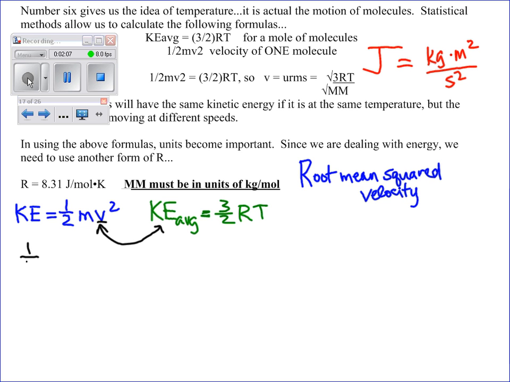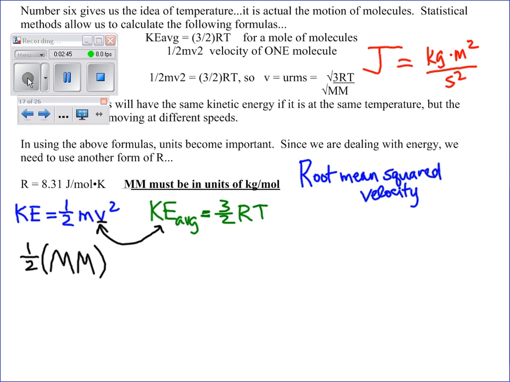So I'm going to get 1/2. Now let me talk about this m real quick. That is usually in what unit? Kilograms. Well, kilograms is great when we're talking about one thing, but if we're talking about a mole of stuff, we want kilograms of an entire mole. What's the kilogram, or grams, even just grams of an entire mole? How do we find grams of an entire mole? Molar mass. So what we actually put here, instead of just mass, we're going to put molar mass, because we want the kinetic energy of an entire mole of a substance.